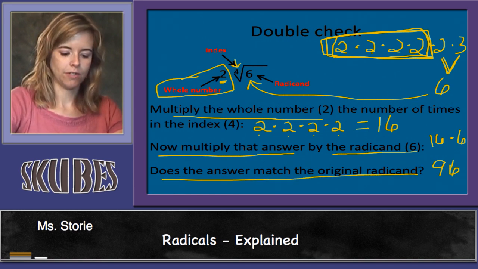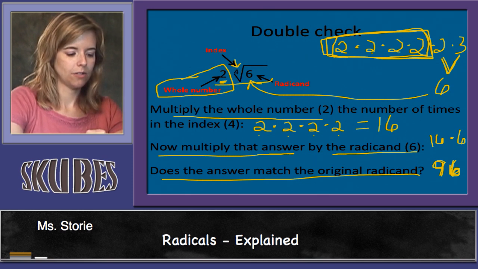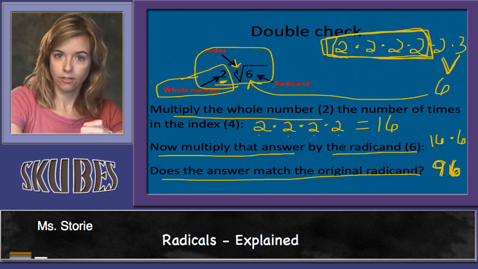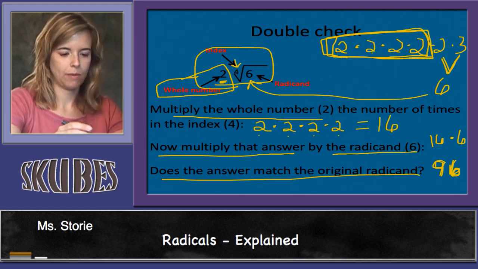Does this answer match the original radicand? Think back when they actually asked us the question, 96 was the original radicand. So on our double check, it turns out that this answer right here, all this stuff right here, is correct. Because 2 raised to the 4th power times 6 is 96. That gets us back to the original.